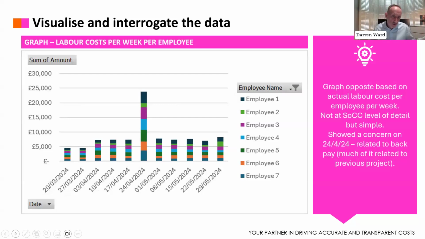Some very, very simple graphs. Here we've got labour costs per person per week, 7 employees, nothing out of the ordinary until you get to the 24th of April, 2024. It's not at cost component level to start with. It's just a total cost per labourer per week. Here's an example where the costs claimed weren't correct, weren't allowed under the contract. They actually related to back pay, much of it on a previous project. So again, you're looking for an outlier, and that's a classic example.